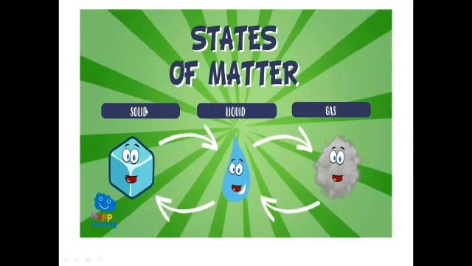Let us know some examples. Solids, like book, table, chair. Liquids, like alcohol, oil, and water. And gases, like vapors, perfume vapors. So these are the three states of matter.